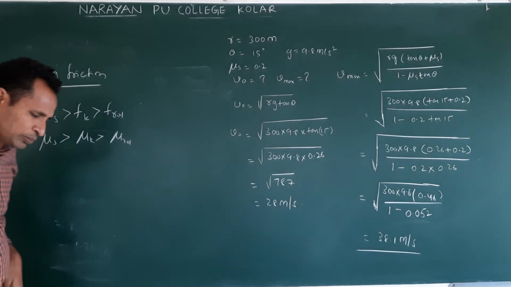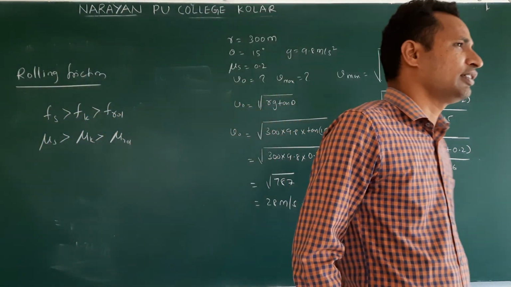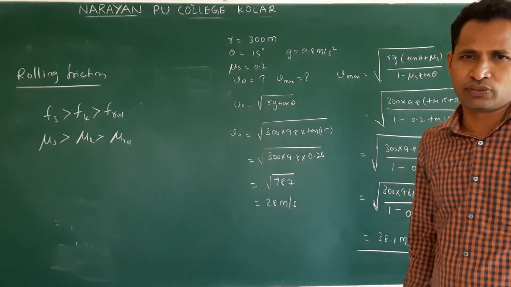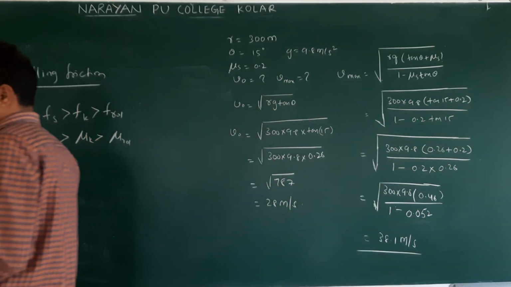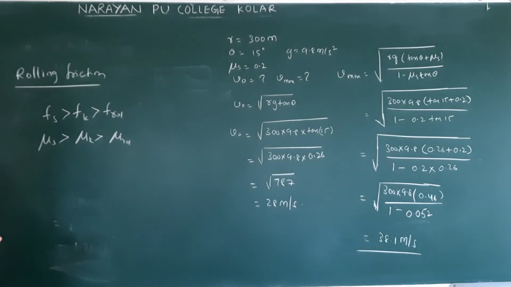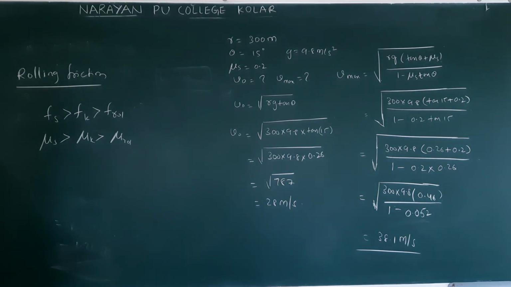And we have some uses, advantages and disadvantages due to friction. Advantages we have already seen: we can walk, we can ride, we can hold. There are many uses. Disadvantages: due to this friction, we need to put in more effort, and energy loss and power loss will be there. These two are the major disadvantages.